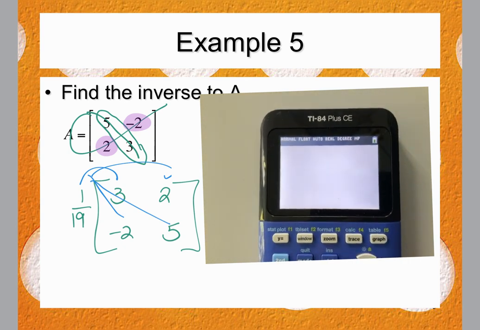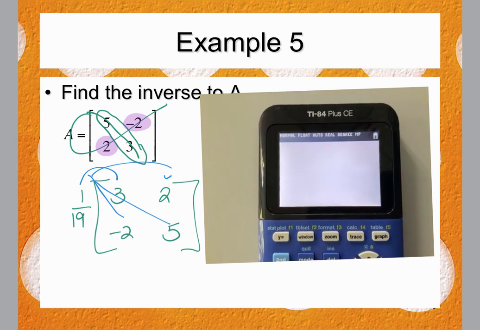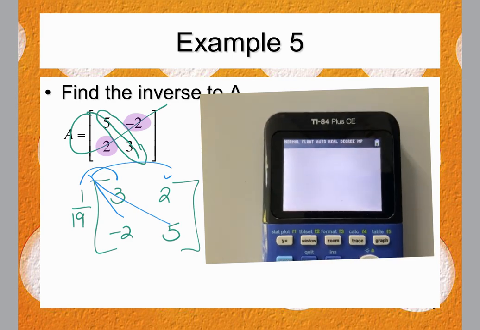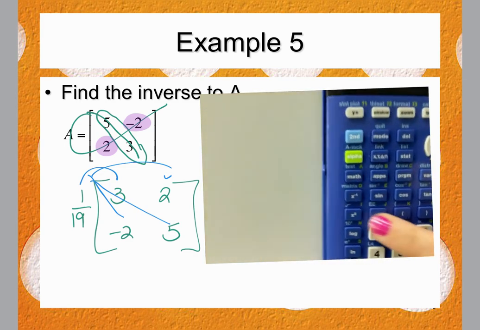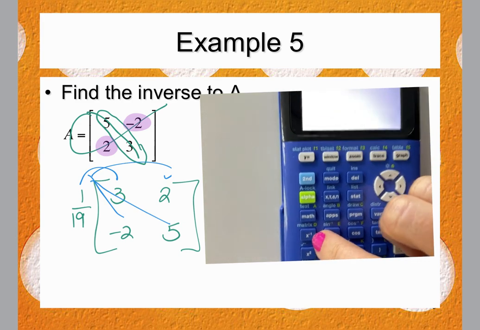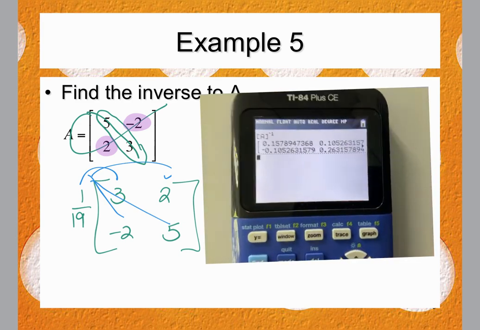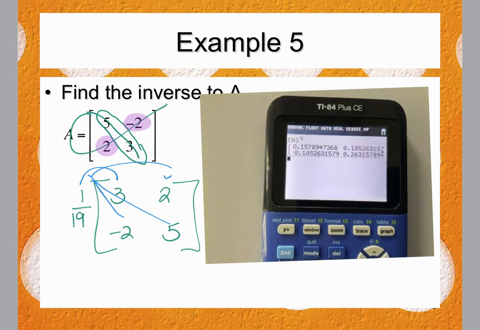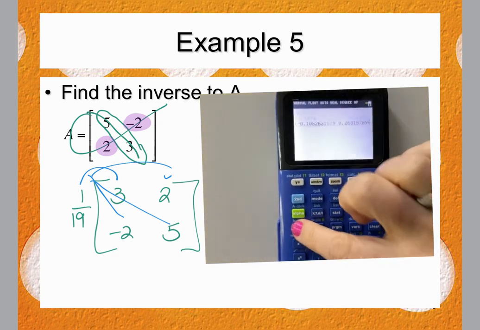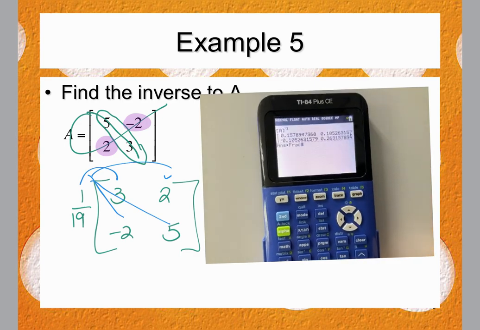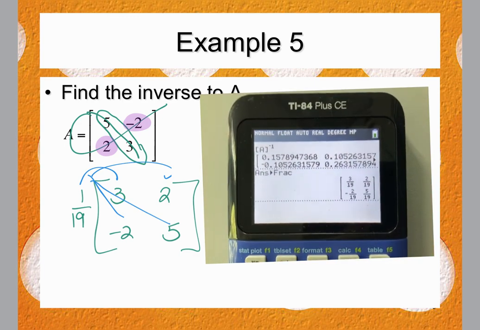What's the name of the inverse to A? A -1, that's exactly what you type in. Second, matrix, I hit A, and then I raise it to the -1, which is my X to the -1 button. I hit enter. How do I check that against what I just got? The little math, arrow fraction, and there's your answer.